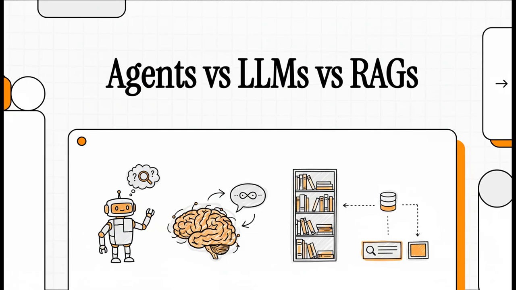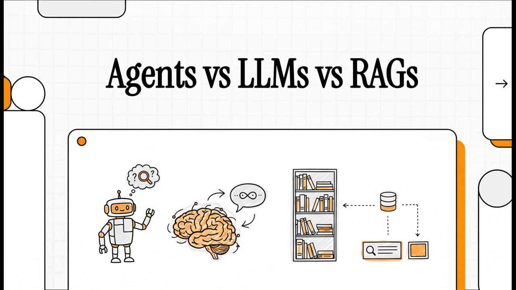So, you've got AI agents, LLMs, RAGs. These buzzwords are flying around everywhere, right? But here's the thing. They are not the same. Not even close. They're actually three totally different levels of AI power. In this explainer, we're going to break it all down for you nice and simple.